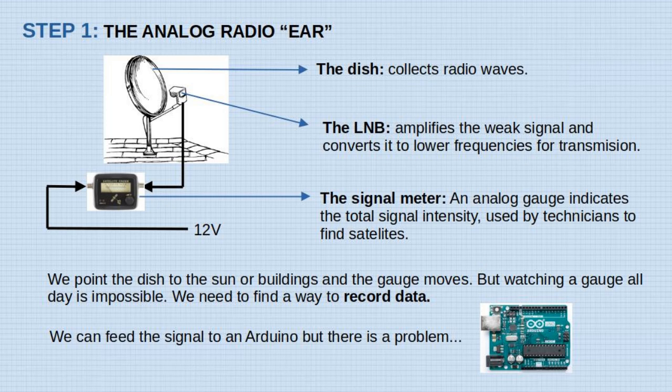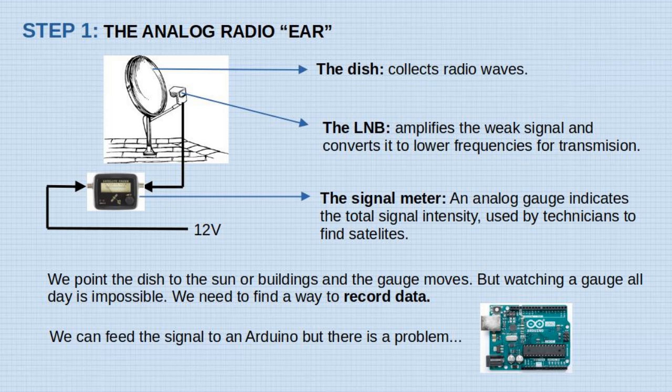Our first setup was very simple. We used an 80 cm parabolic antenna and a low noise block connected to a handheld signal meter. By using a 12 volt battery, we were able to move the equipment and observe how signal intensity peaked when pointing at the sun or catching reflections from nearby buildings.